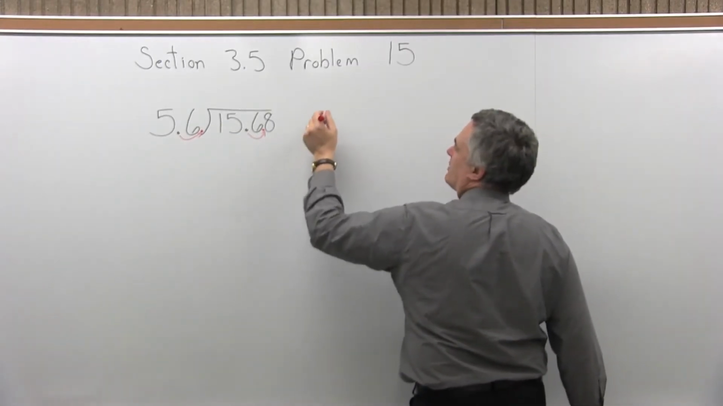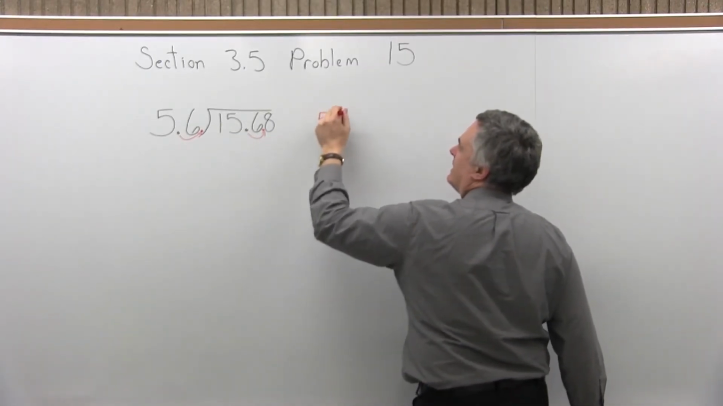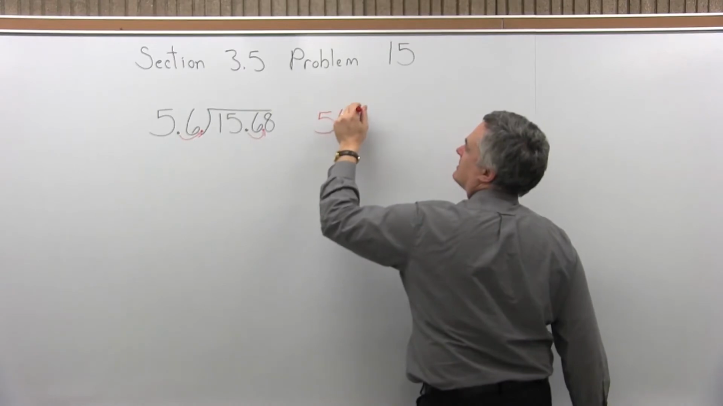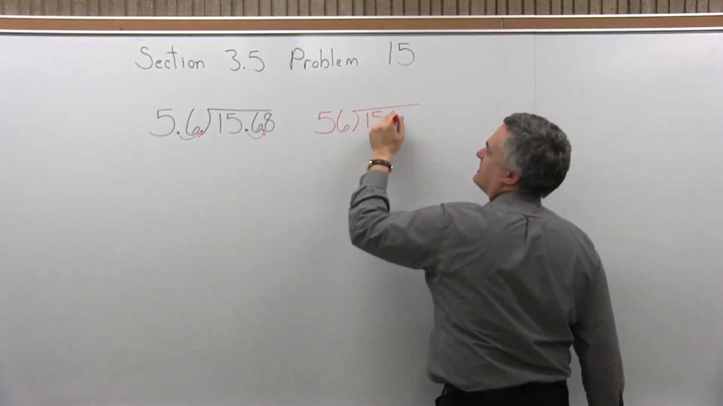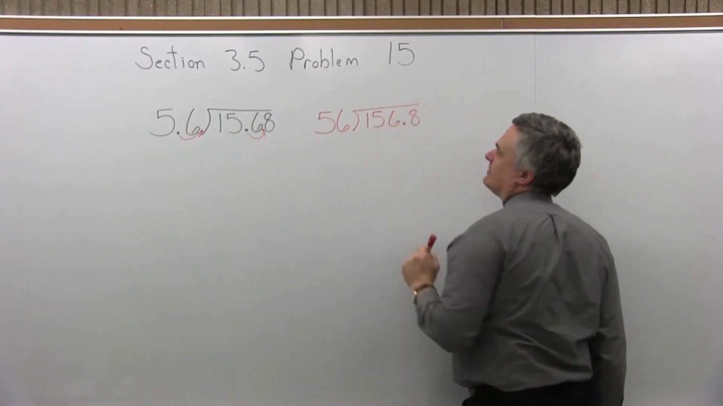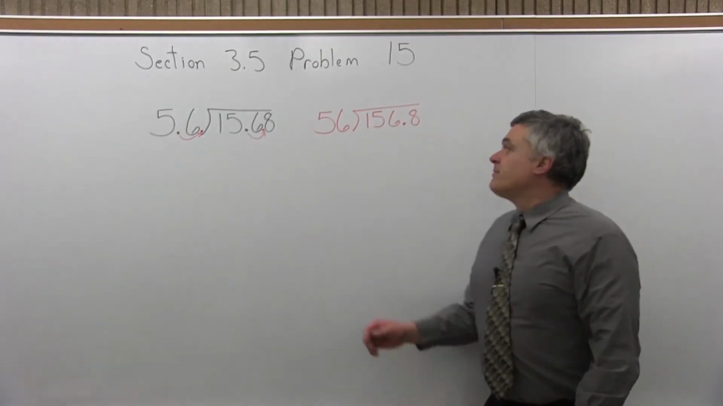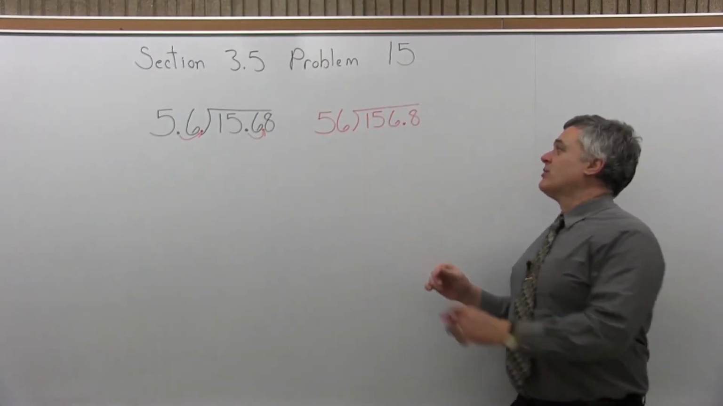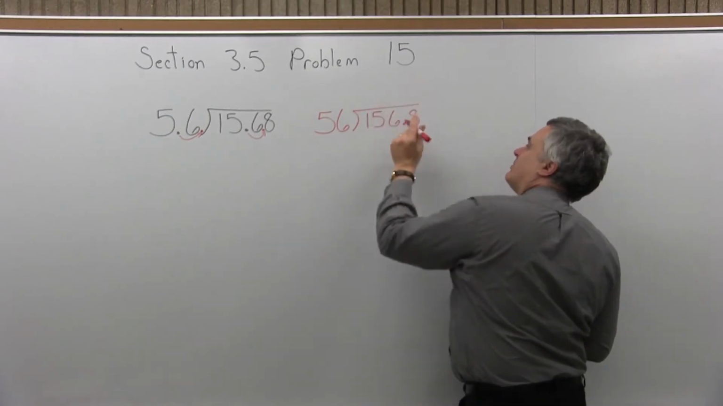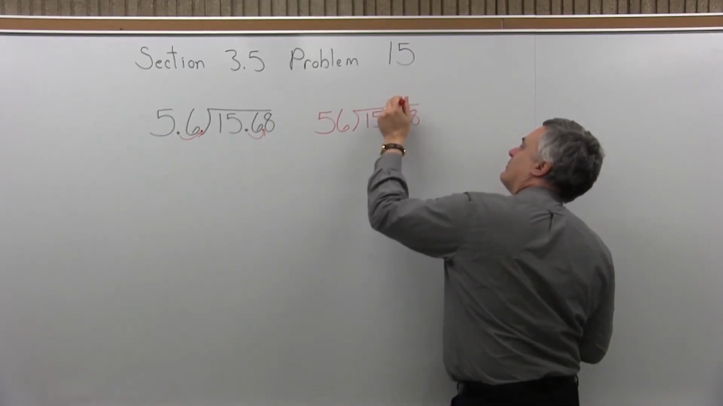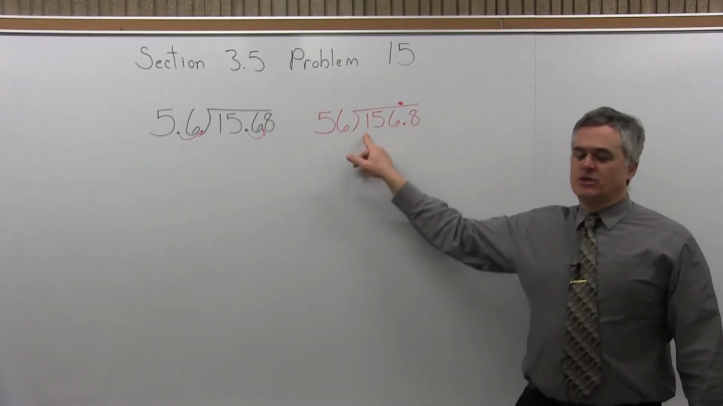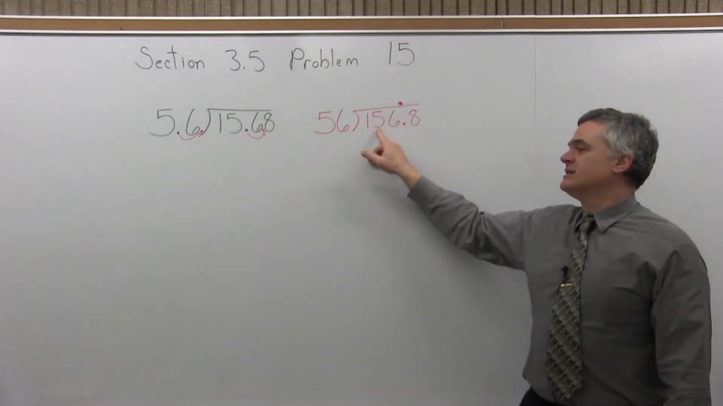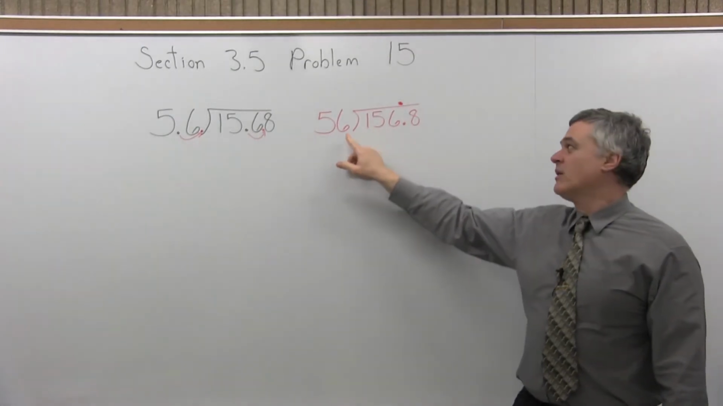So I can even rewrite this problem as 56 divides into 156.8. So we'll do this division problem. And whatever we get for an answer, that decimal point has to come straight up vertically. So 56 divides into 1, 1's not big enough, it won't go. 56 divides into 15, still not big enough, it won't go.